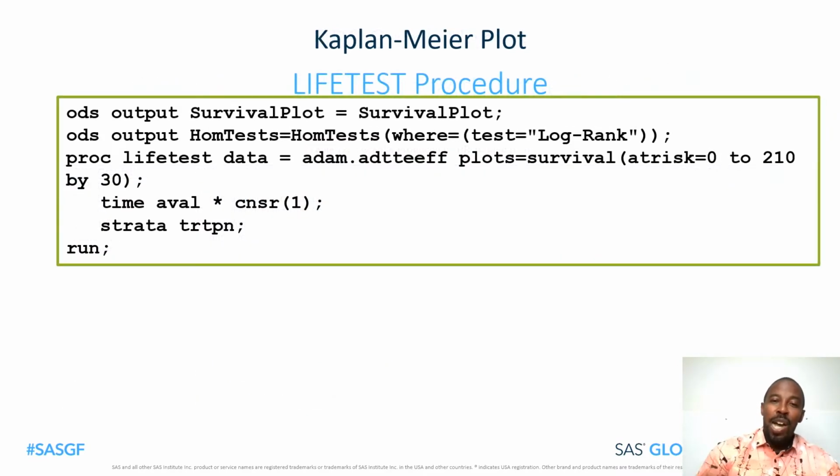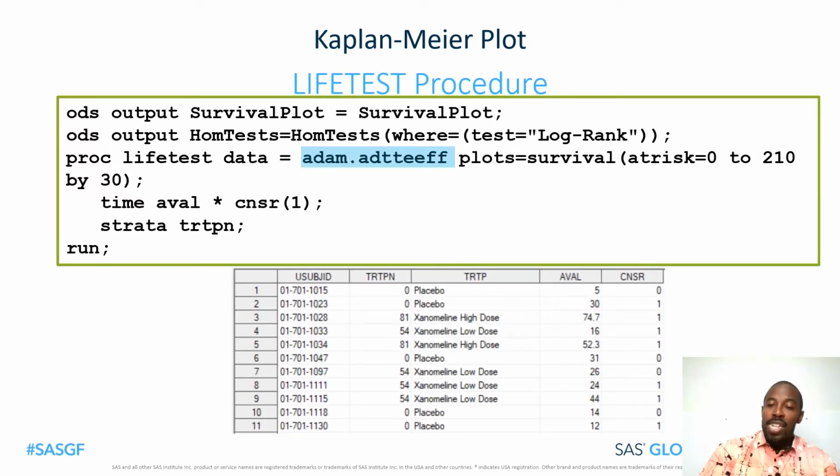Now we will see an example of how to create the ODS output objects using the lifetest procedure. But firstly, I will show you an example of how a time to event dataset looks. So here we have ADTTE, and this is an example of a time to event dataset. You can see we have the USUBJID variable, which denotes the subject identifiers. We have the treatment variable, which indicates which treatment the subject is in. We have AVAL, which is the time to event, and we have the CNSR variable, which denotes if the time to event was censored or not.